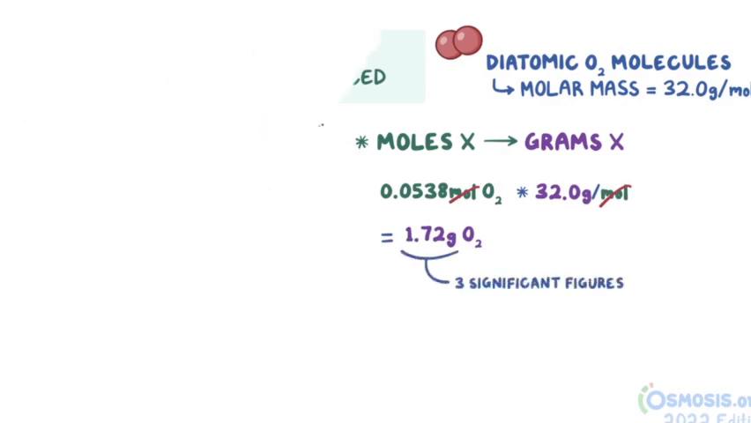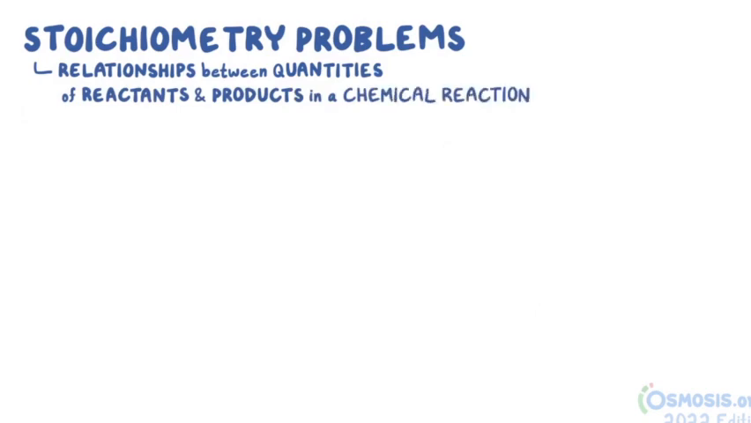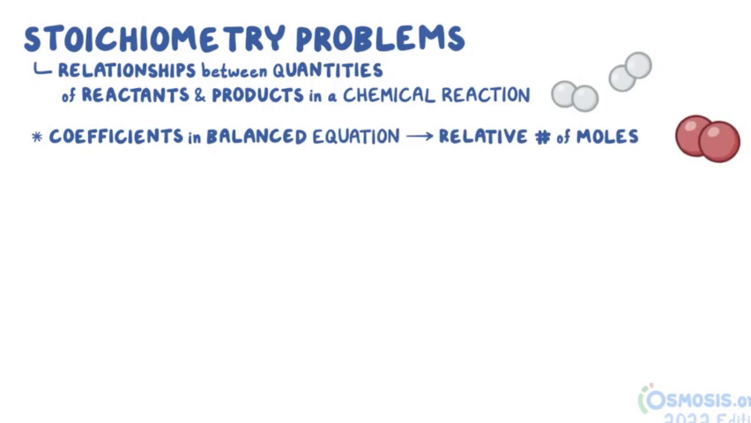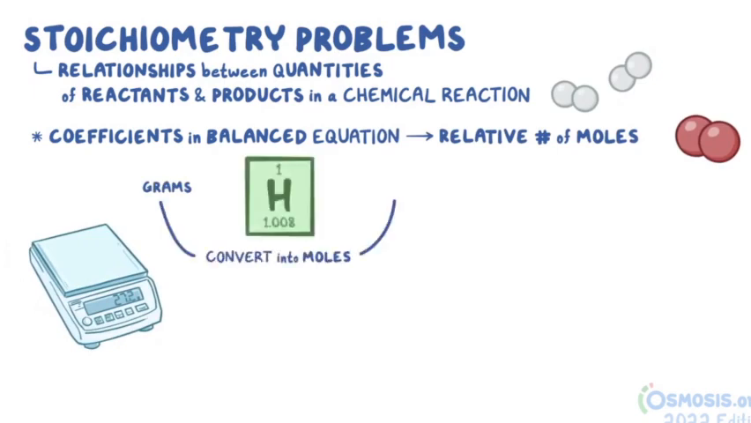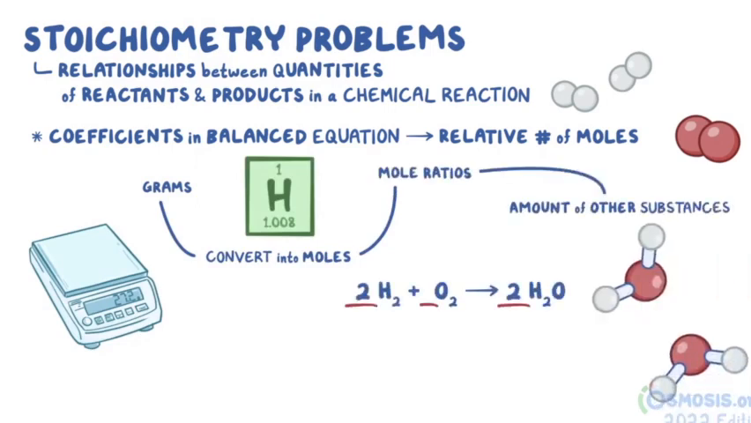Alright, as a quick recap. Stoichiometry problems involve the relationships between the quantities of reactants and products in a chemical reaction. The coefficients in the balanced equation tell us the relative number of moles of reactants and products. Since the balanced equation tells us the relative number of moles, when we are given the mass of a reactant or product in grams, our first step should always be to convert the mass into moles. Once we find moles, we can use mole ratios to determine the amount of the other substance of interest in the reaction.